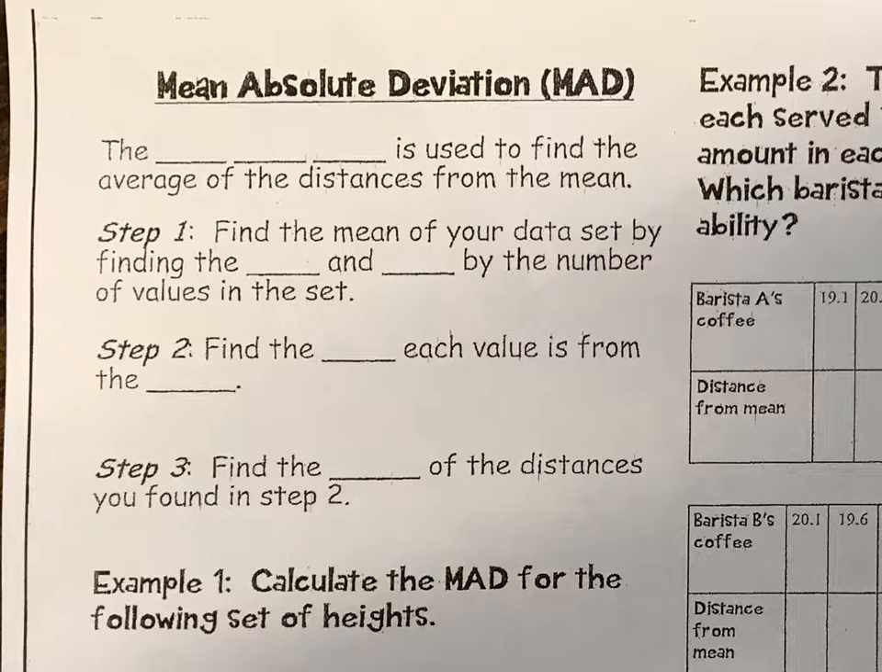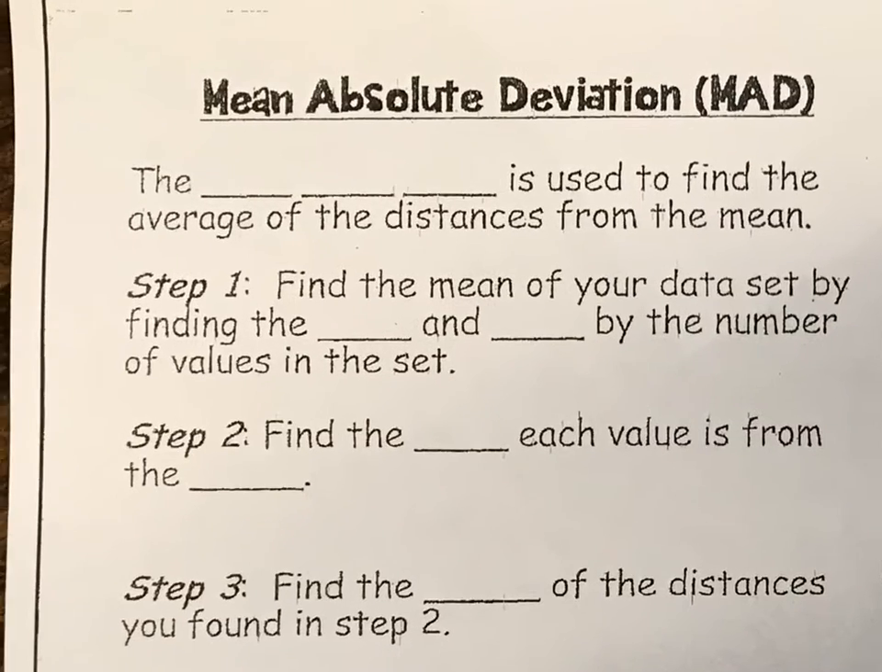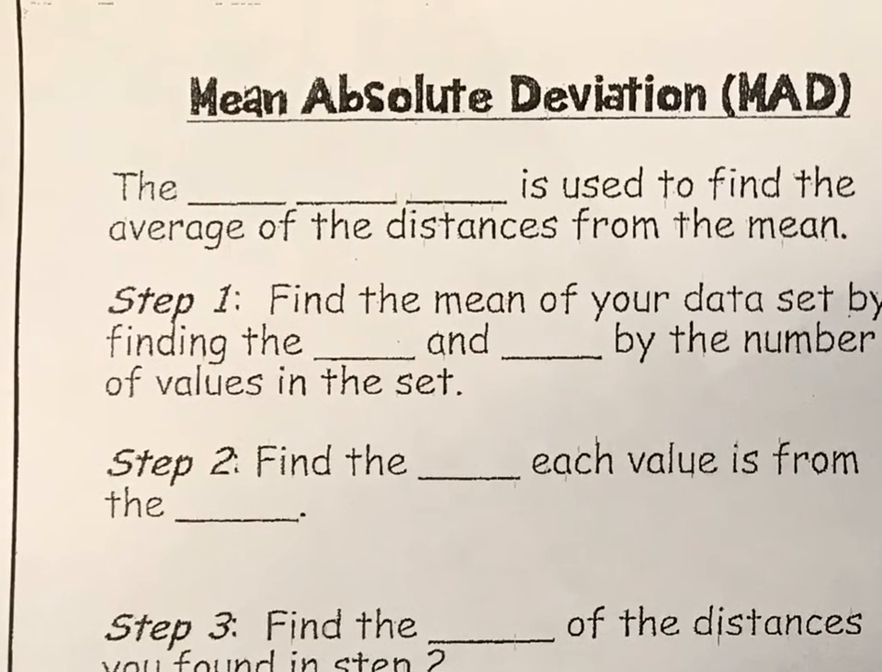So, mean absolute deviation. Just by watching that video, we got a refresher on what it is, or some ideas on what it is. The mean absolute deviation is used to find the average of the distances from the mean. So that's what you're going to fill in right there: the mean absolute deviation is used to find the averages of the distances from the mean, okay?